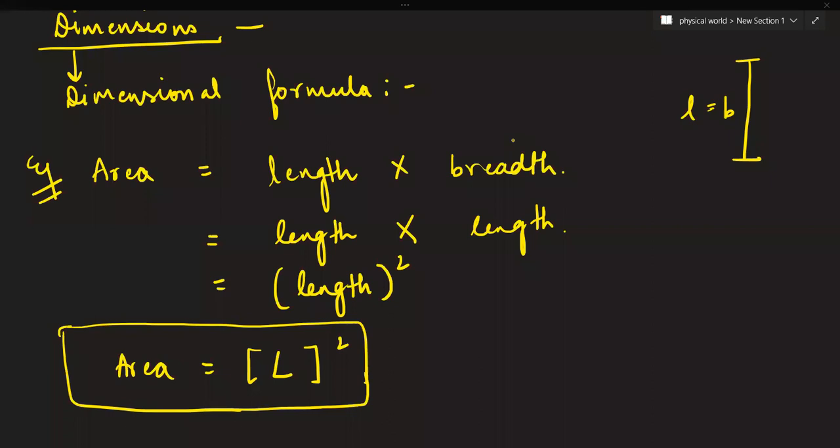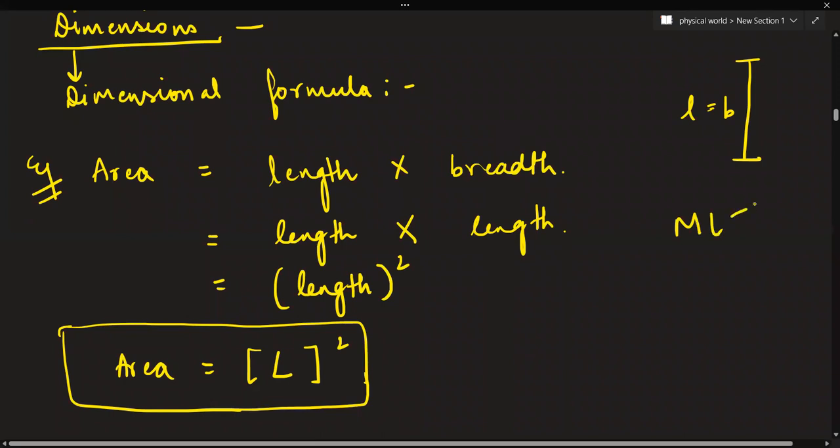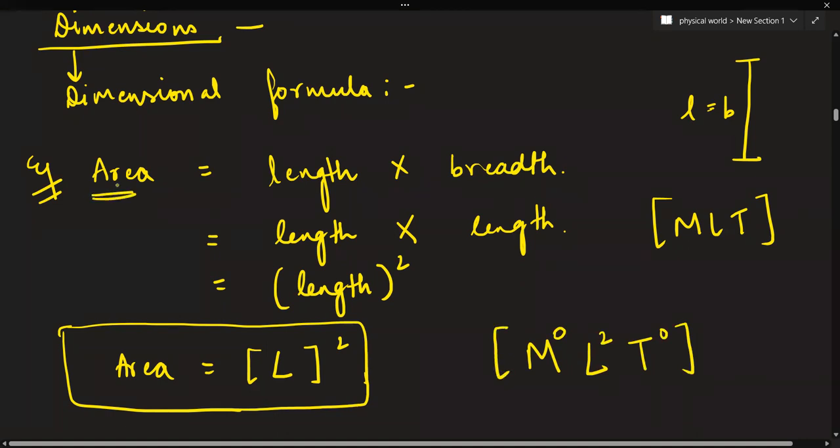Now see, it is usually written as MLT. In the form of MLT, you will be seeing in your NCERT also. In your part 1 of physics, you will be seeing it in terms of MLT. So since no mass is there, mass will be what? 0. Length is what? Length is 2. And time is what? Time is again 0. So this is the complete dimensional formula of area. Is this clear?